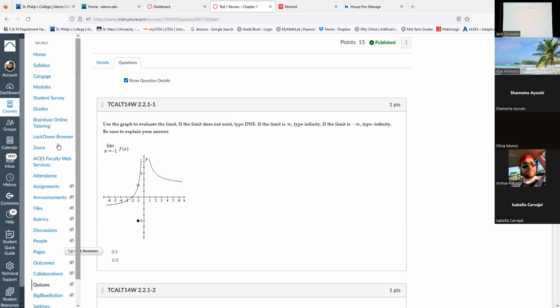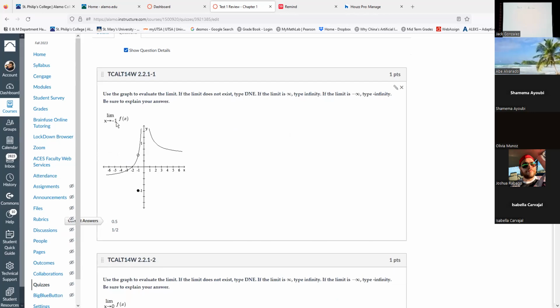Anyway, so use the graph to evaluate. If the limit does not exist, type DNE. So just explain. If the limit is infinite, put infinity or negative infinity on your paper. Okay.